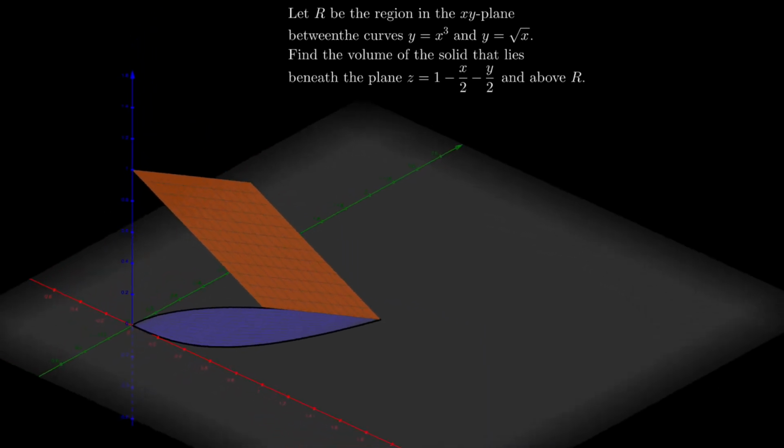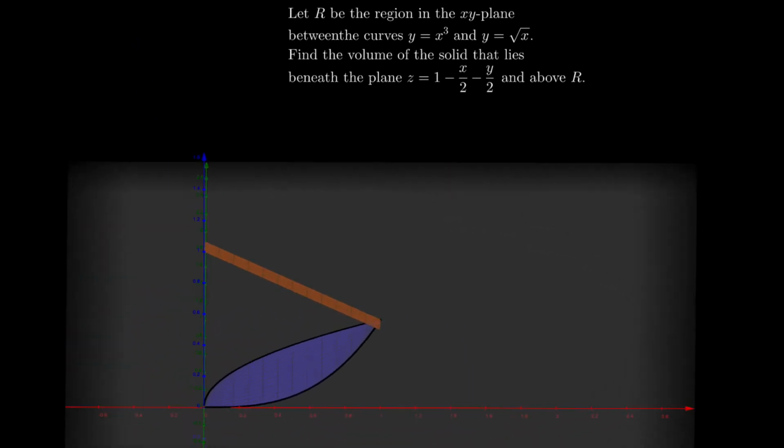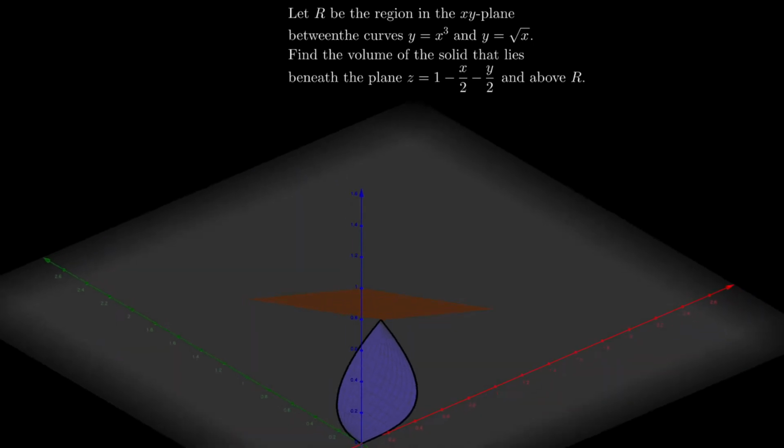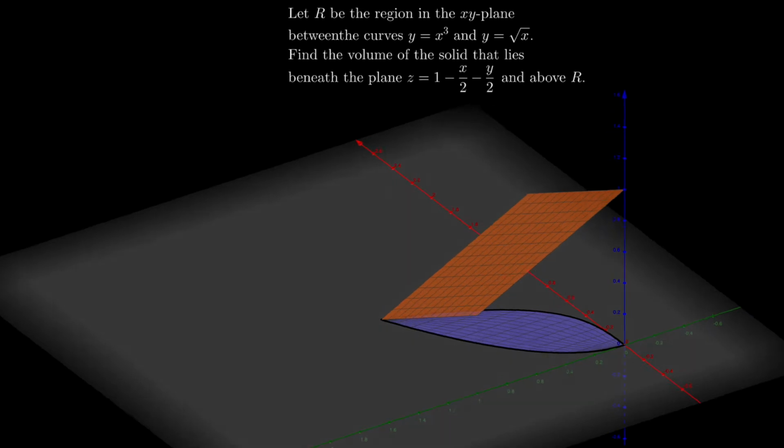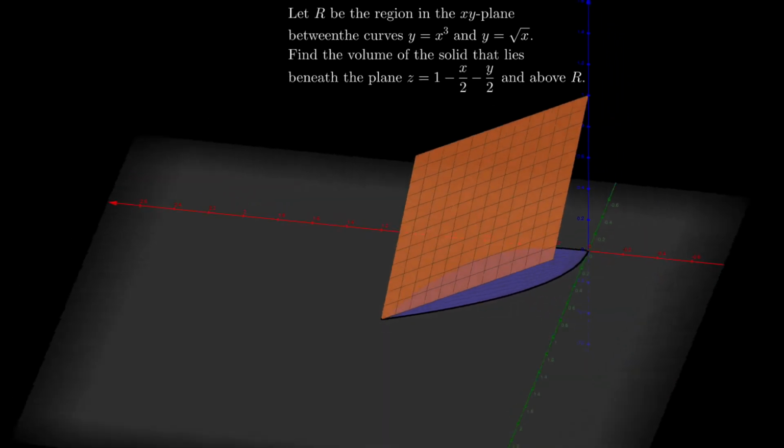Let R be the region in the xy plane between the curves y equals x cubed and y equals the square root of x. And we're going to find the volume of the solid that lies beneath the plane, z equals 1 minus x over 2 minus y over 2, colored in orange, and above R.